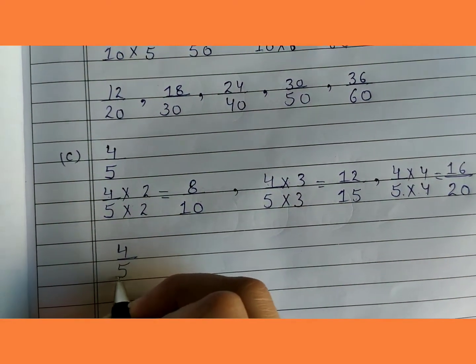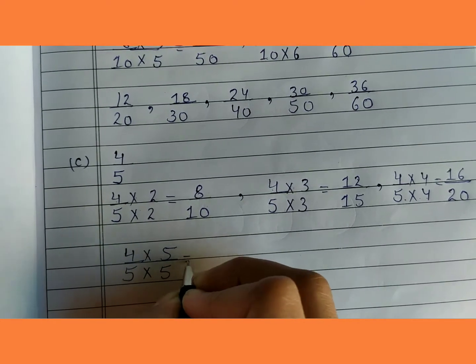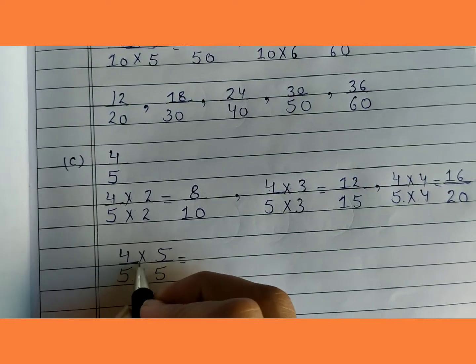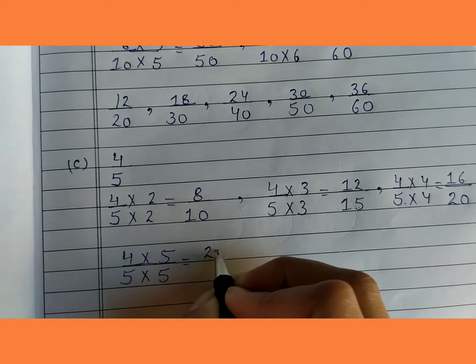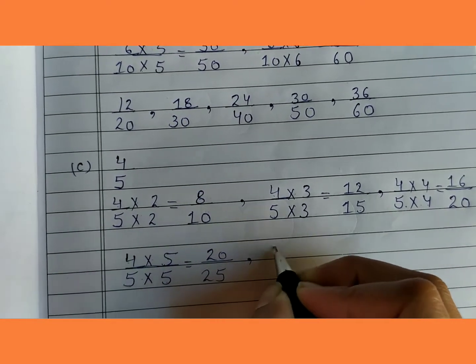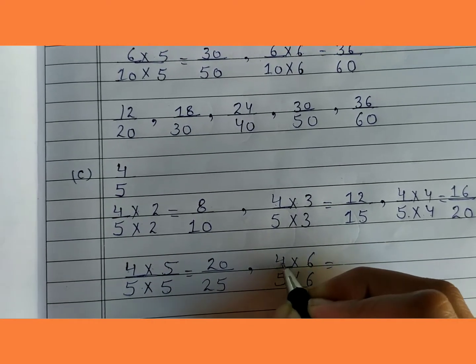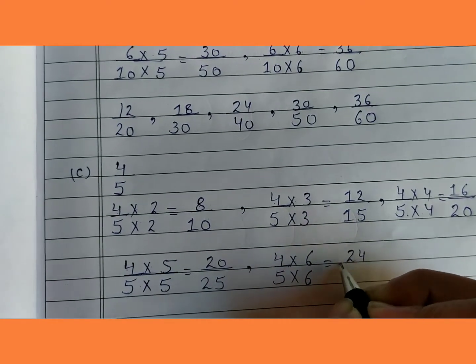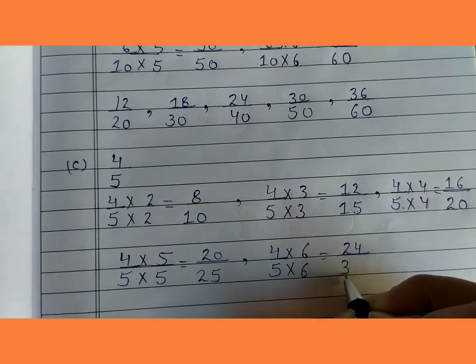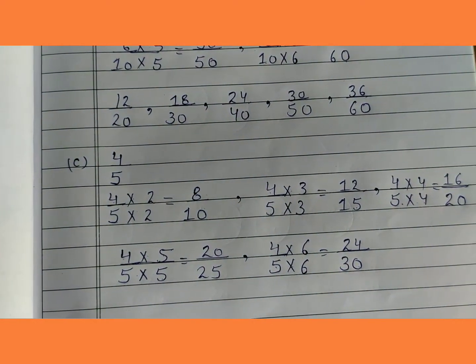4 upon 5 multiply by 5 in the numerator and denominator. 4 multiply 5 equal to 20. 5 multiply 5 equal to 25. 4 upon 5 multiply by 6. 4 multiply 6 equal to 24. 5 multiply 6 equal to 30. 24 upon 30 is the fifth equivalent fraction of 4 upon 5.